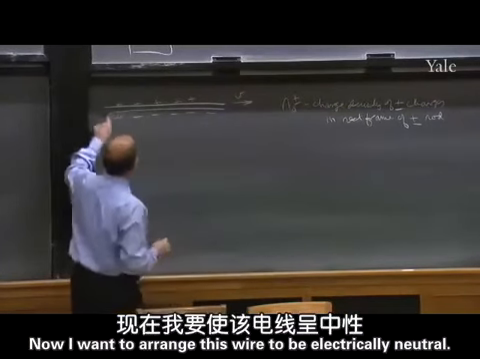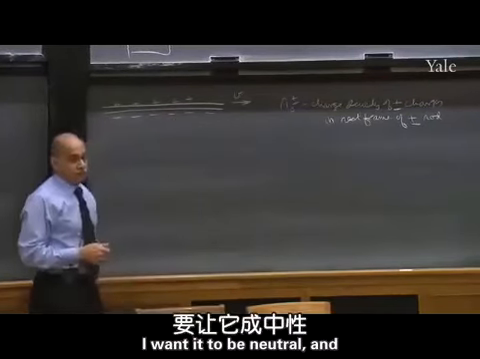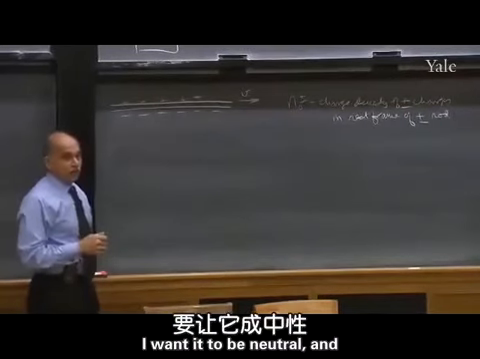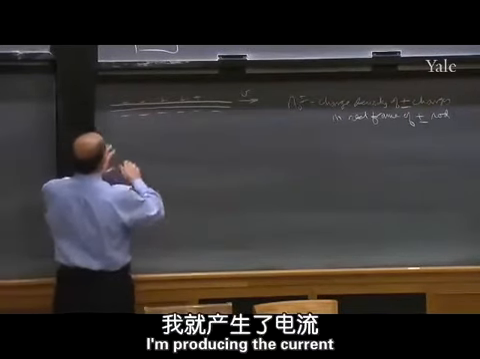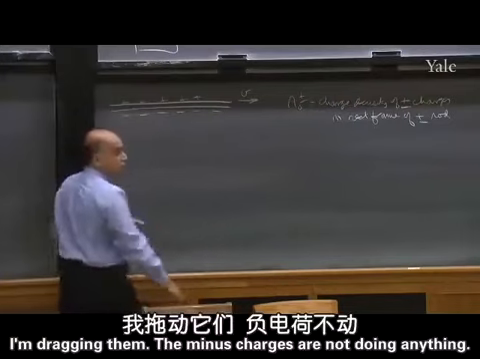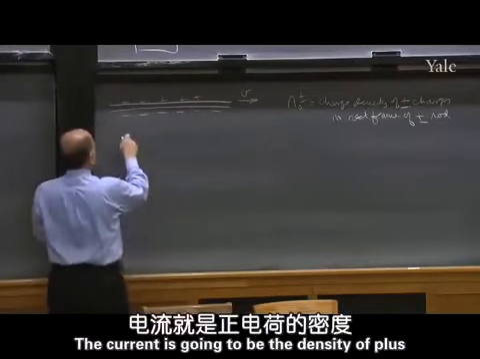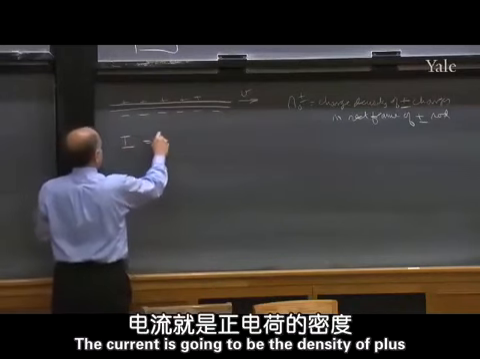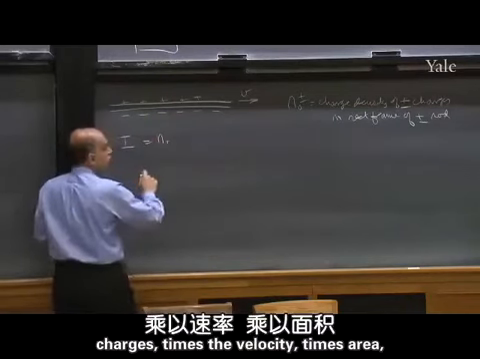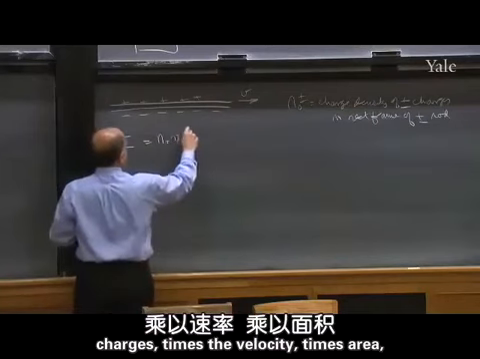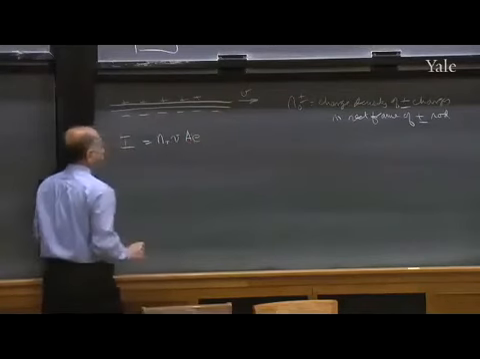Now I want to arrange this wire to be electrically neutral, and I'm producing a current by moving the plus charges to the right. I'm dragging them. The minus charges are not doing anything. So what is the current? Current is going to be the density of plus charges times the velocity times area times the value of each charge.